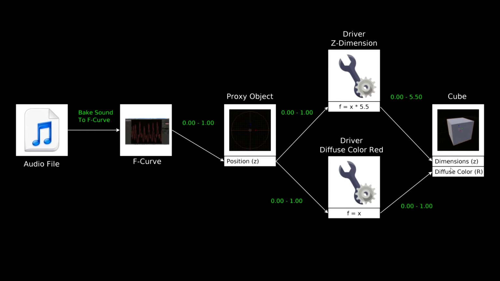So those drivers are attached to the properties of the cube, and those drivers ask the proxy object, what's your Z position? And here we still have the values between 0.0 and 1.0. And the driver of the Z dimension has some magic in it, which multiplies the incoming data by 5.5 and creates a value range between 0.0 and 5.5, just as the F-curve envelope modifier did. And this driver just takes the input and passes it through to the diffuse red color. So this is what we want to do today. And let's jump right into Blender and then I will show you how this setup is created.